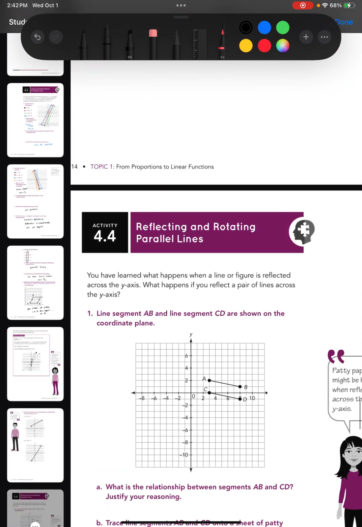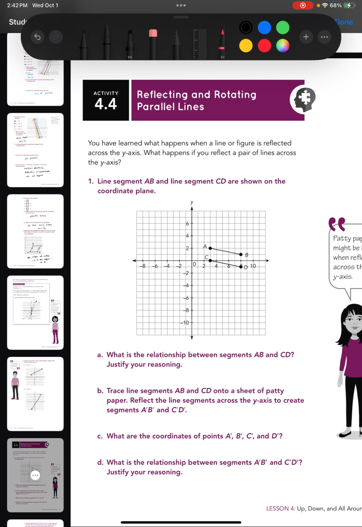All right, so the last thing we're going to look at in this lesson, activity 4.4, is reflecting and rotating parallel lines. Okay, you've learned what happens when a line or a figure is reflected across the y-axis. What happens if you reflect a pair of lines across the y-axis? So line segment AB and line segment CD are shown on the coordinate plane. What is the relationship between those two lines? Well, they are parallel, and we can tell that's because they have the same slope.